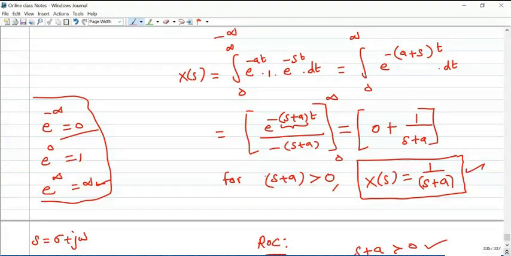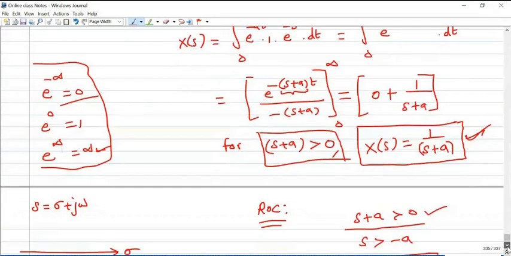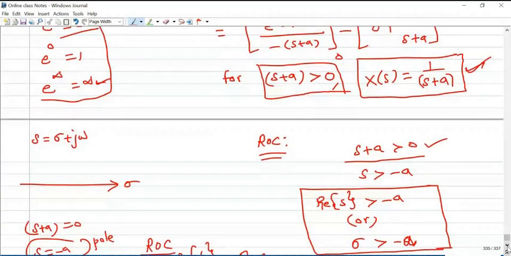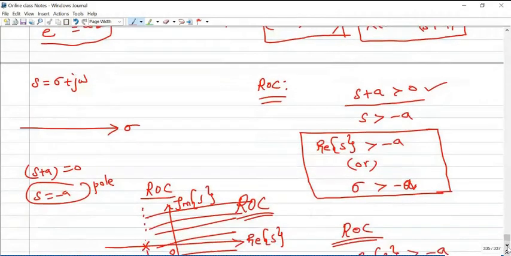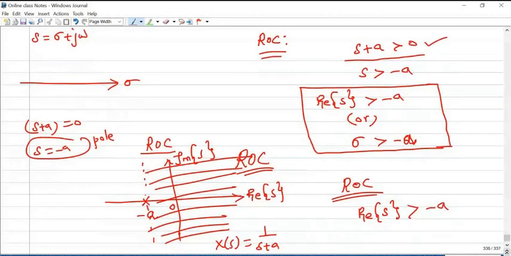So minus of this minus, t tends to 0, 1 divided by s plus a. So for this condition only, X of s is valid. That is called the region of convergence. What is s? Sigma plus j omega. Usually sigma only we are representing on the x-axis. So we are not bothering about the j omega while representing the region of convergence. Because in the s plane, sigma is the component on the x-axis.